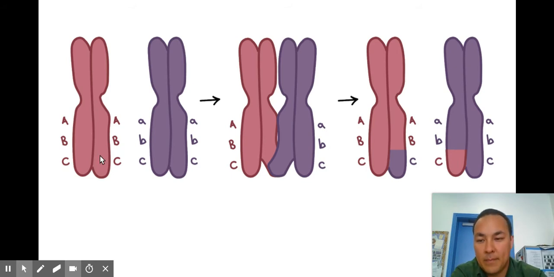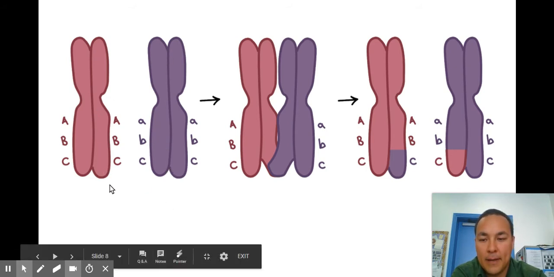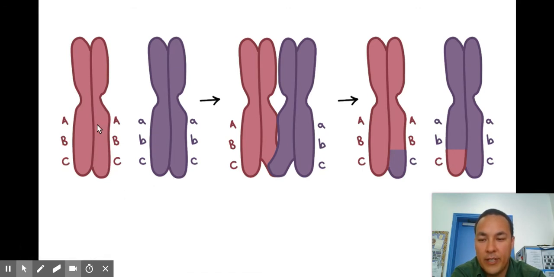Let's pretend that this is mom and this is dad. So red is mom, purple is dad. These are homologous pairs of chromosomes. They're the same size and they have the same genes on them: gene A, gene B, and gene C. But notice, students, that they have different versions of the genes, or different alleles.